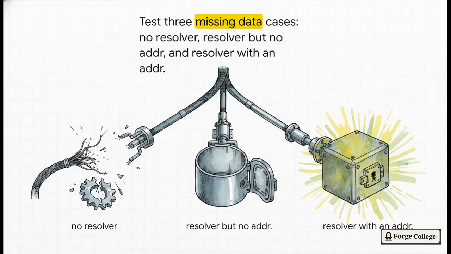But hold up, put down the deployment keys for a second. We are not done until we've tested this thing. I know, testing. But you really need strict unit tests for 3 specific missing data scenarios here. Case 1, no resolver exists at all. Case 2, a resolver exists, but there's no actual address set inside it. And case 3, a resolver exists and returns a proper address. Do yourself a favor and never deploy an ENS helper without testing these 3 exact guard branches. You have to guarantee deterministic behavior across all your state changes.